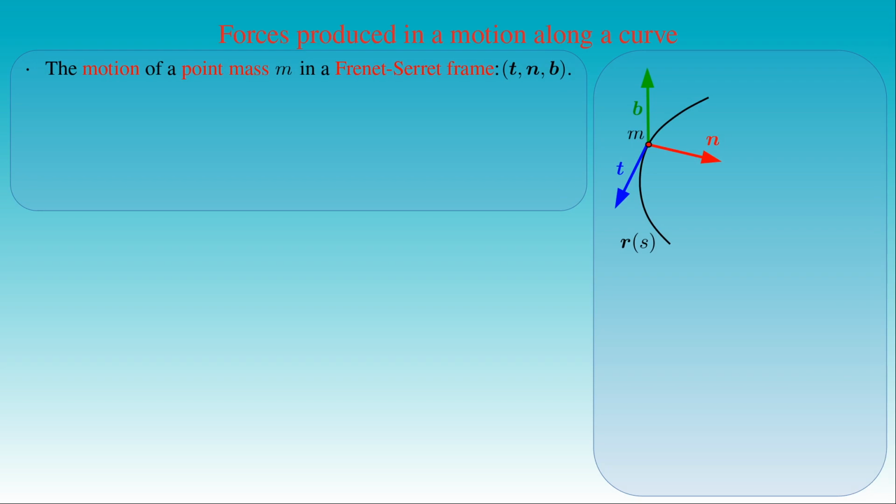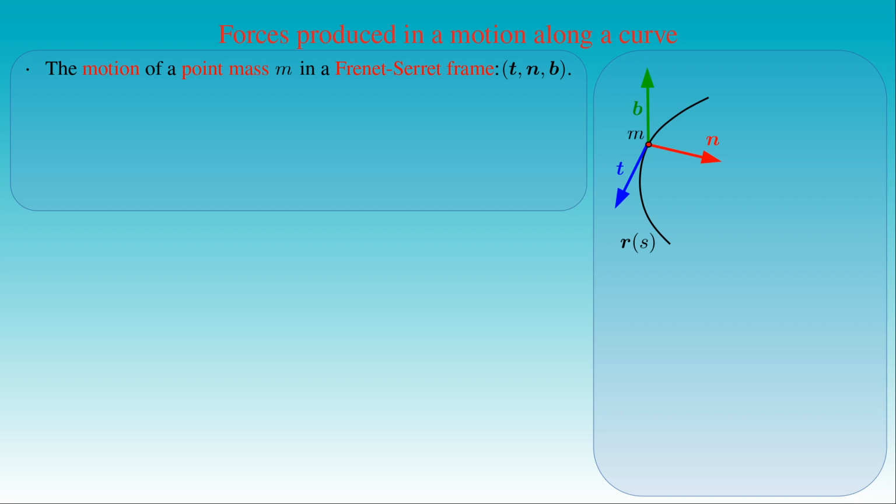When we studied the motion of a point-like body along arbitrary curves, we described its kinematic quantities in a Serret-Frenet frame attached to the moving body. The curve describing the trajectory of the point-like body, or the point mass m, is given by the position vector r of the point mass with respect to any reference point, and it is a function of time or the arc length s measuring the distance covered by the body along the curve.